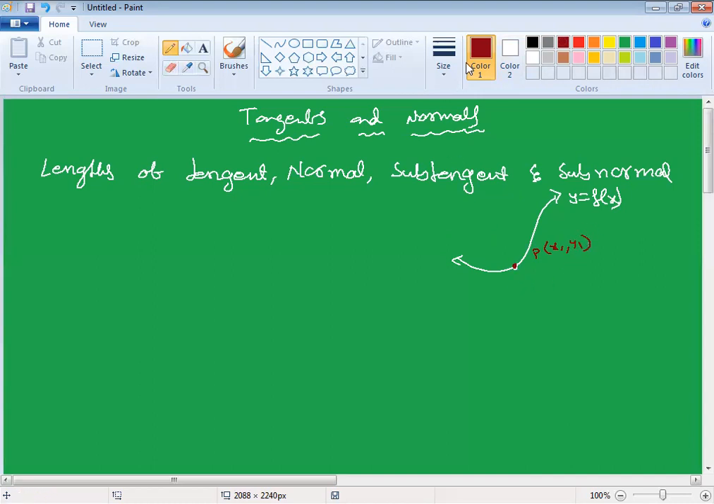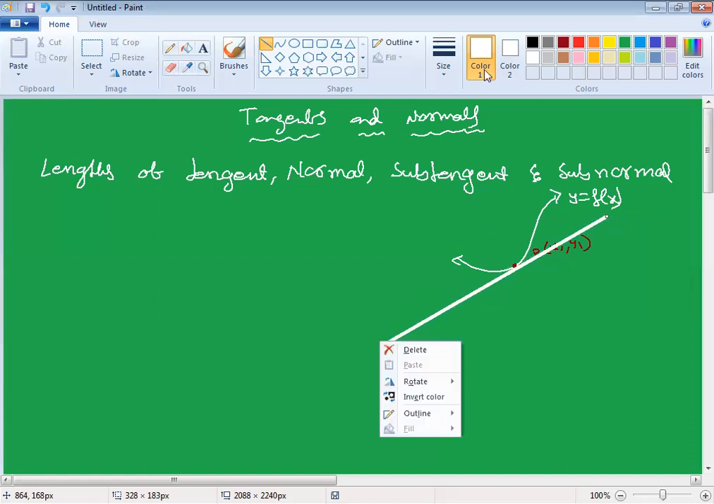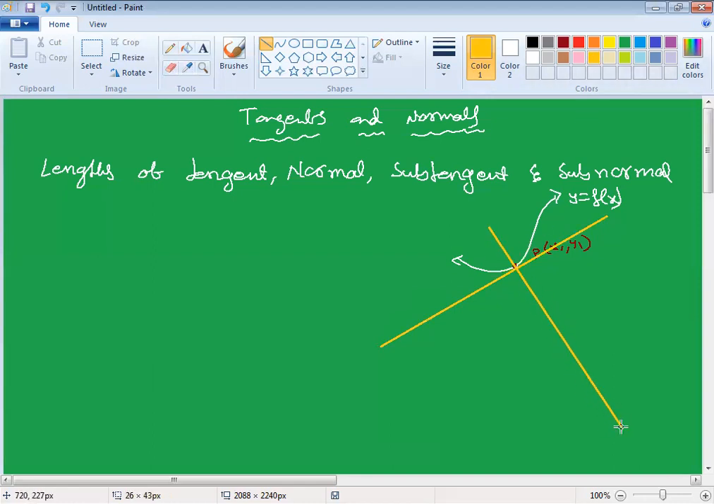Okay, now we know how to draw the tangent. This is nothing but the tangent. We know the line which is touching the curve at a single point is called the tangent. And the normal is the line which is perpendicular to the tangent and passing through the same point, that is called the normal. Yeah, this is the normal.